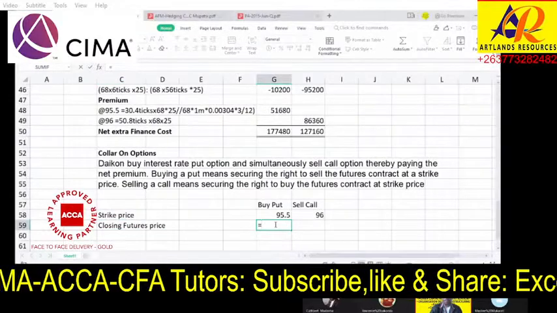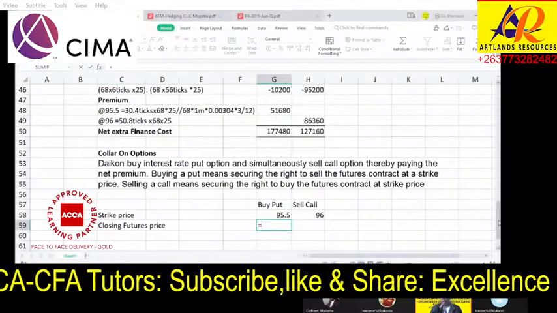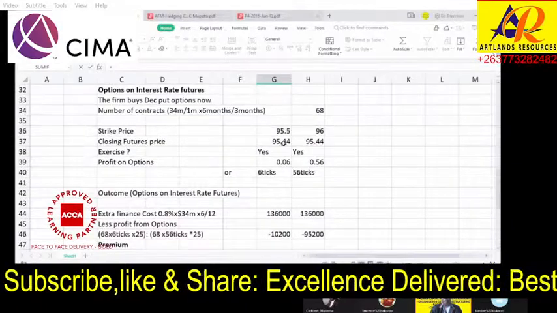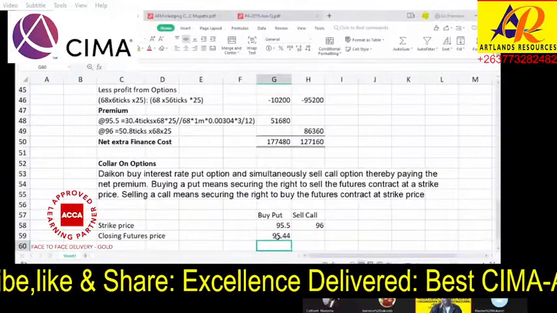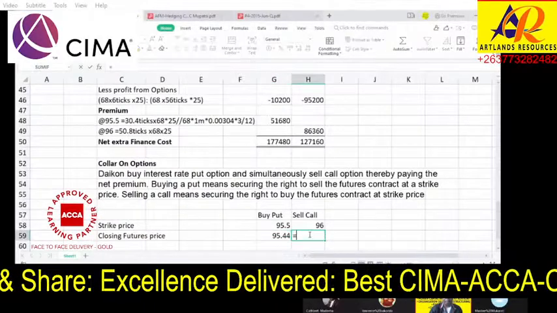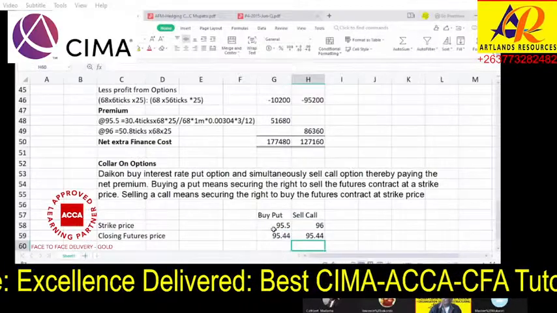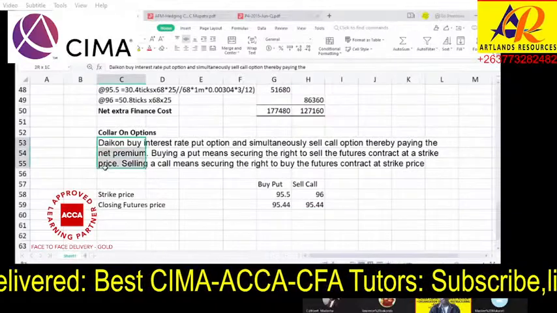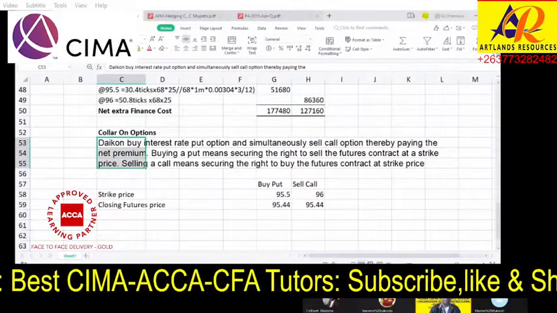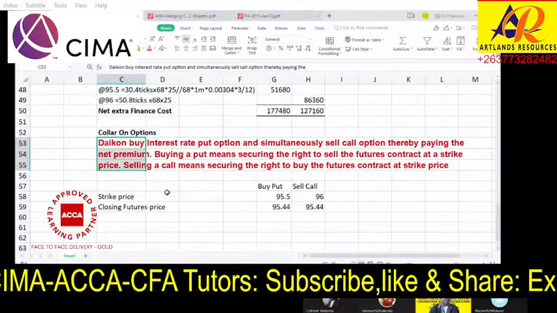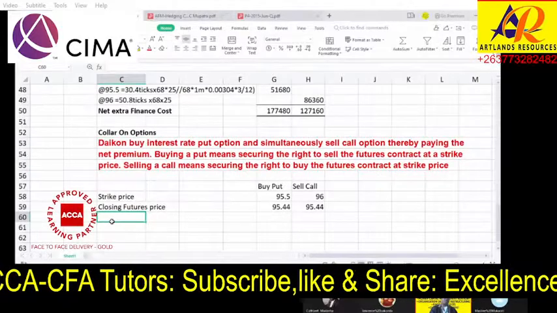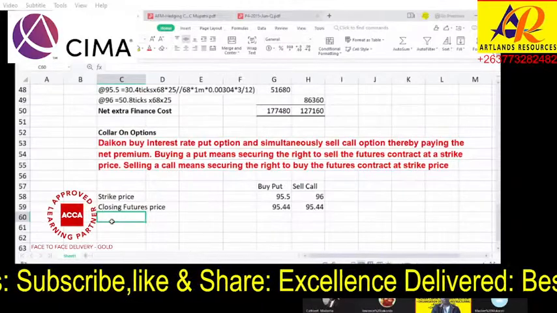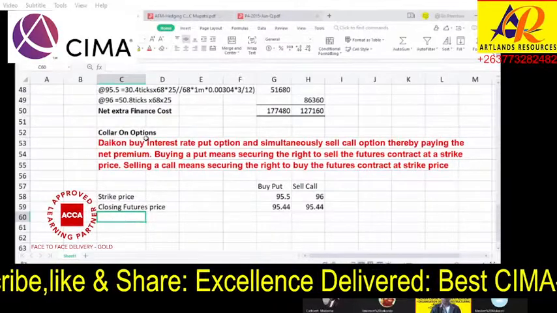Just take the strike prices as they are, or the interest rate on the option. Then you say closing futures price. We have calculated it above. It came out as 95.44. So closing futures price is 95.44. Now listen to what I'm going to say, because all this boils from this point, which is shaded in red. If you understand the information shaded in red, you will not have problems with a collar. But remember, this is a collar on borrowers.